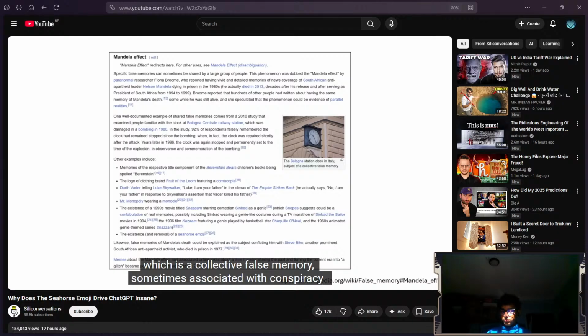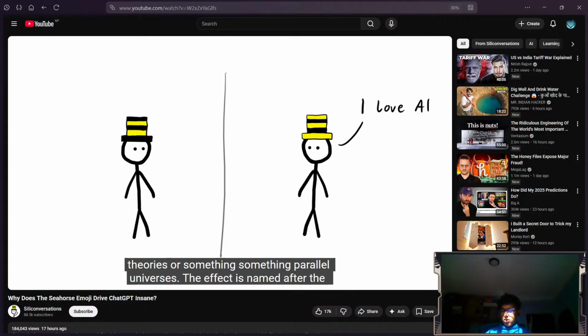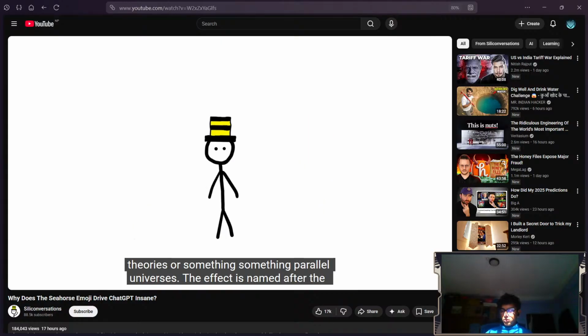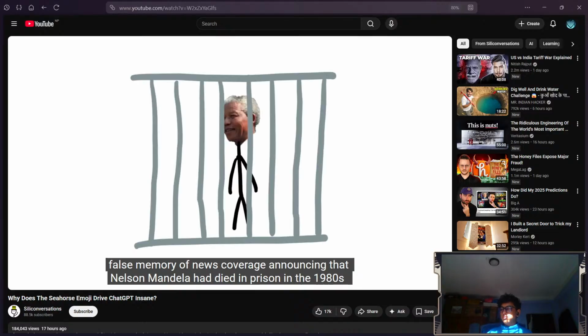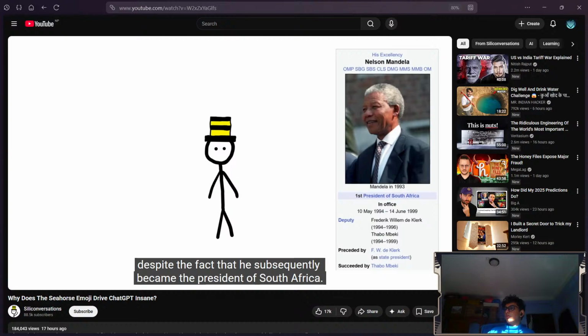Sometimes associated with conspiracy theories or parallel universes. The effect is named after the false memory of news coverage announcing that Nelson Mandela had died in prison in the 1980s, despite the fact that he subsequently became the president of South Africa.